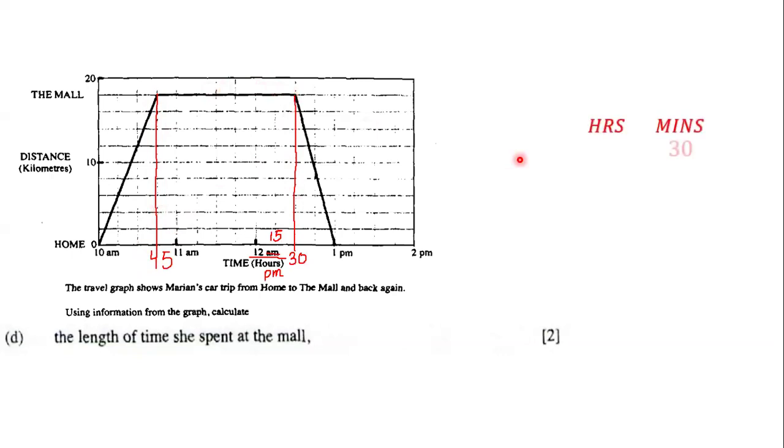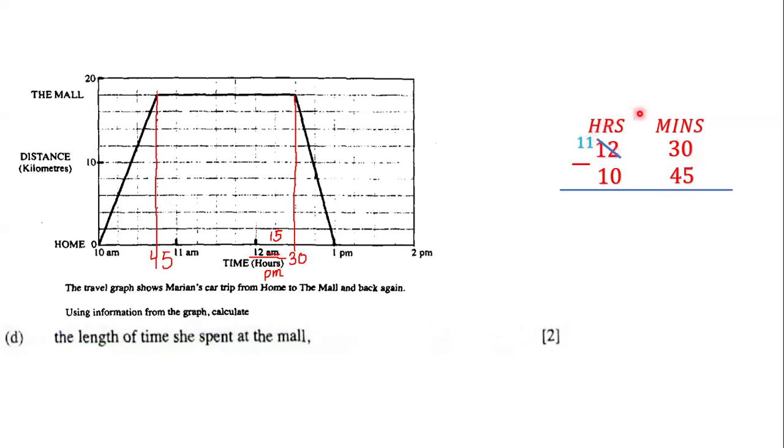So we have to subtract these two times. 12:30, right? Minus 10:45. And when we subtract it, we notice that 30 is smaller than 45, so you cannot say 30 minus 45. What we have to do is borrow 1 from the 12. And 12 minus 1 is going to be 11. So 11 is going to be left over.